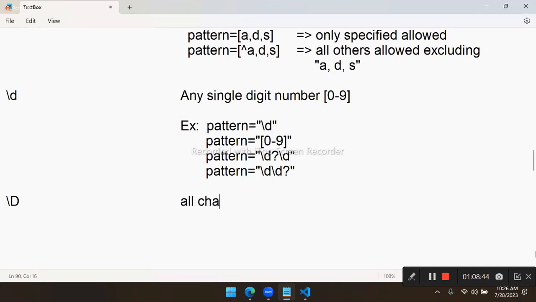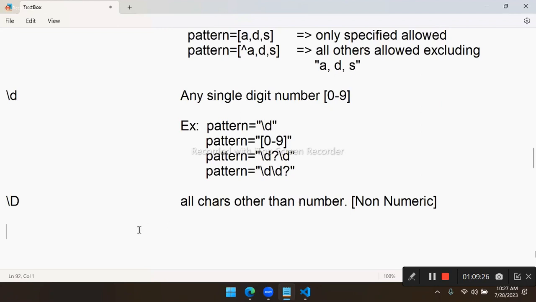All characters other than number. That means it represents all characters other than number. That means actually \D indicates non-numeric. Any uppercase letter, non-numeric. That means \D indicates non-numeric, means other than number all are allowed. Other than number all are allowed.